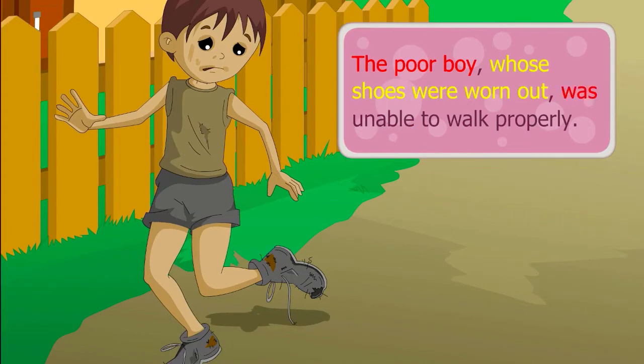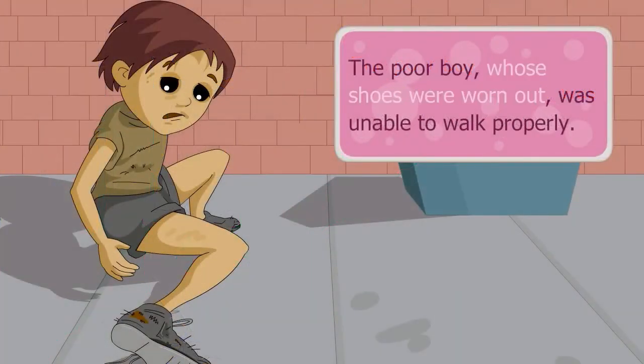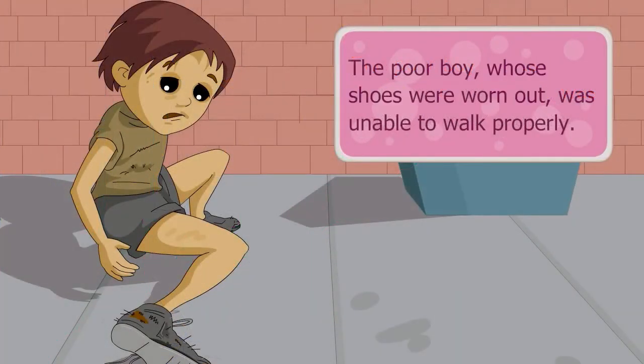In this sentence, whose shoes were worn out is the modifier. A modifier is a word or a group of words that gives additional information about another word. The word could be an adjective, an adverb, or a phrase. The modifier separates the subject, the poor boy, from its verb was. However, one can also ignore the modifier and match the subject to its verb.